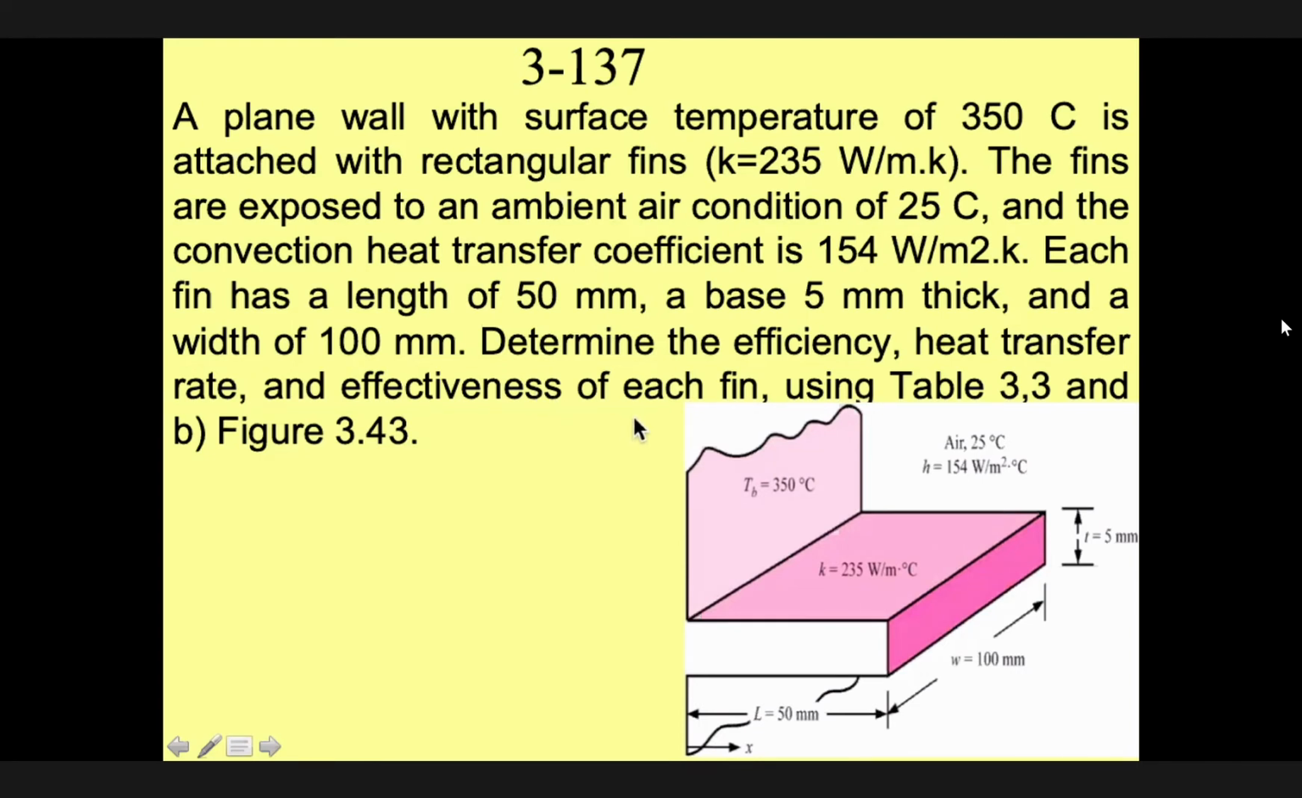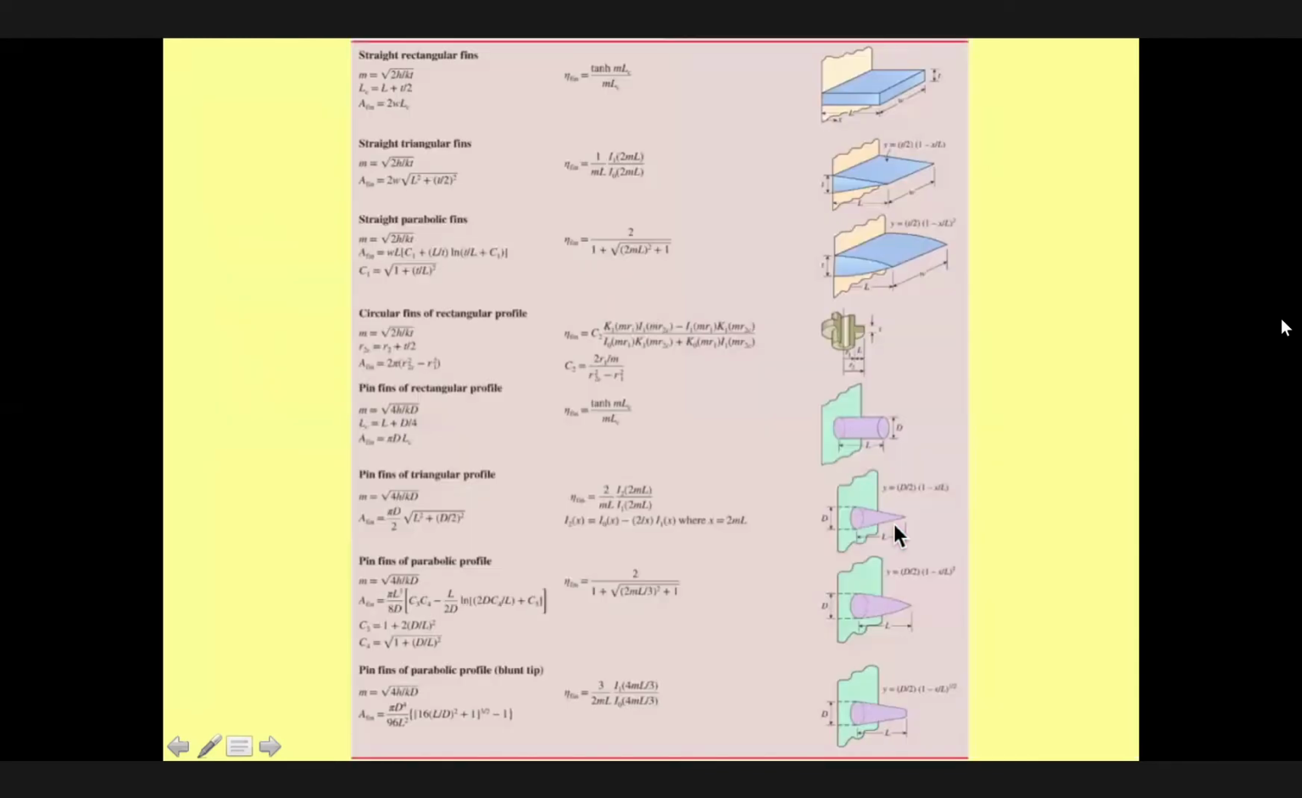He is asking us to use two techniques. One is based on table 3.3, and the second one is based on figure 3.43. In the last lecture, we showed you the first part. We mentioned this is table 3.3 if you have reached that part. Therefore, it's forcing us to use this equation that we have, where efficiency is defined as this expression.